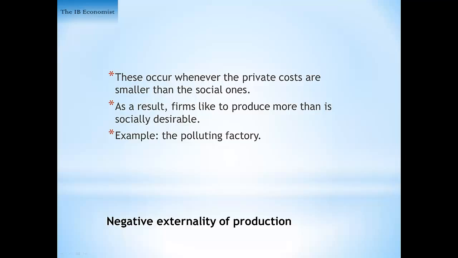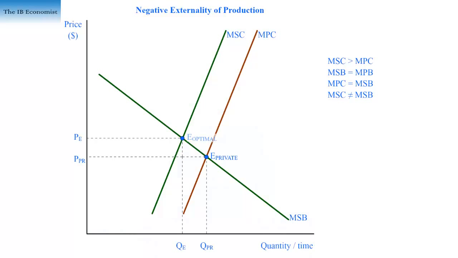Let's have a look at a graphical illustration of this negative externality of production. In this example we can see that the marginal social cost is not equal to the marginal private cost. However, this time the marginal social cost is greater than the marginal private cost for all levels of output. As a result, we again have a private equilibrium which is not equal to the optimal equilibrium.